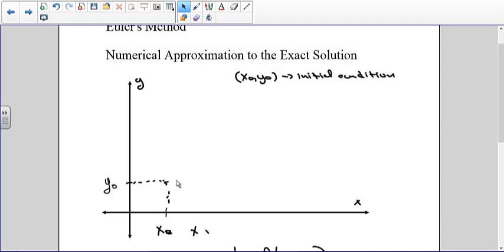And what we're going to do is evaluate the slope at this point from the differential equation. So y prime is equal to some function of x and y.